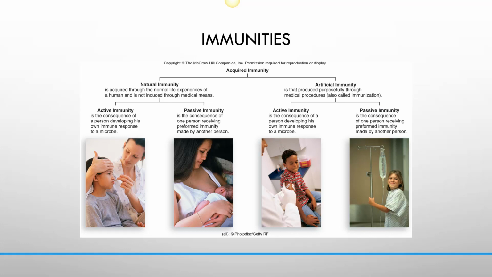Artificial passive is certain drug treatments using antibodies. This is one of the treatments for hepatitis. So if a patient comes in with hepatitis, you can give them the antibodies from someone else for hepatitis. It's artificial because it happens in a hospital or healthcare setting or is made in a research laboratory. And it's passive because they're not actually mounting an immune response themselves. They're just passively receiving antibodies from someone else.